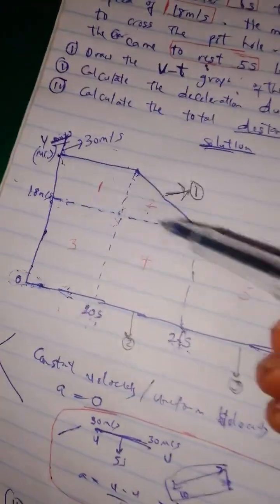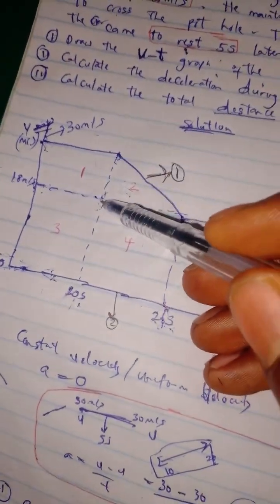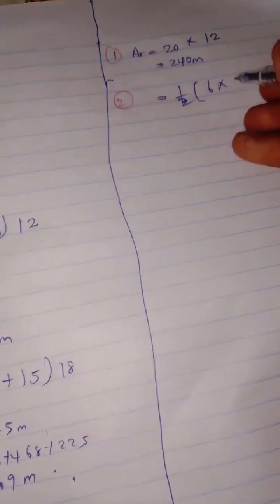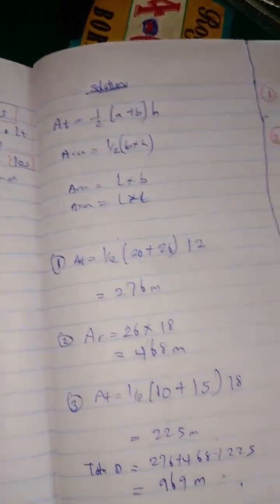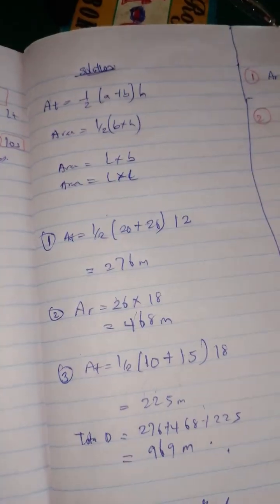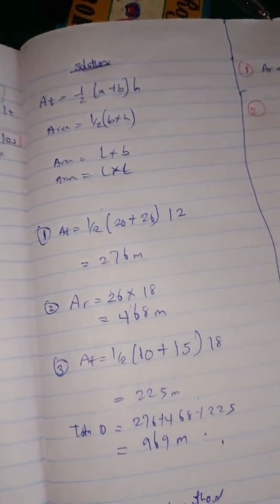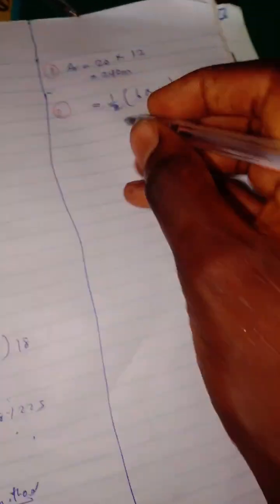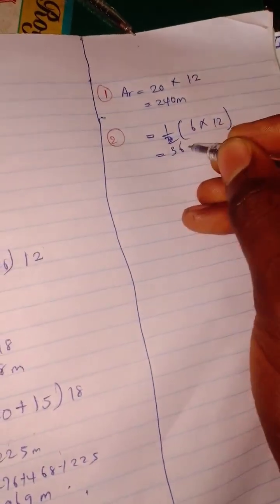What's our height to this triangle? This is 12, on the top here. So this is 12. So what is half of 6 times 12? That will give you 72 by 2, and that is 36. So that's 36 meters.